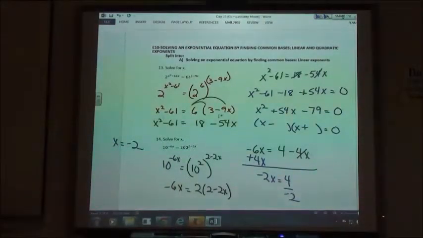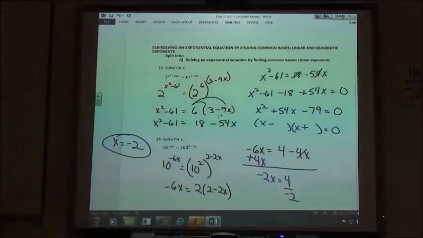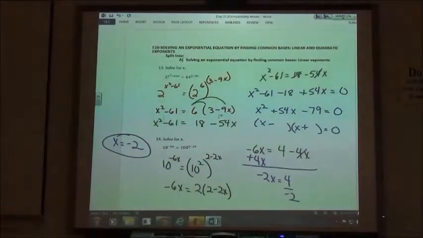Now since this one doesn't have a logarithm in it, we don't have to worry about checking. That's just going to be our answer, right? We only have to check it if it's a logarithm because we can't take the log of a negative, but we can do a negative exponent. All right, that's how that's supposed to work out.